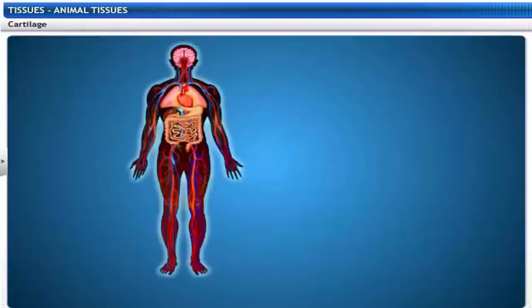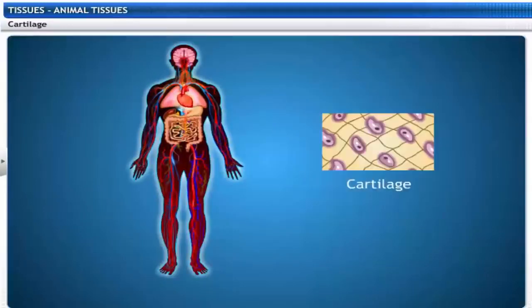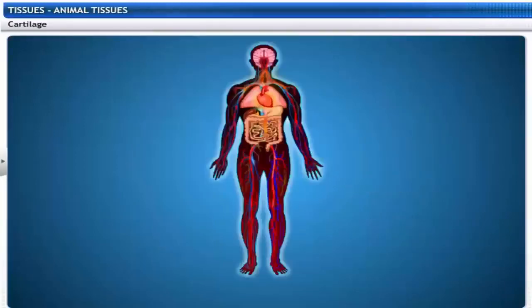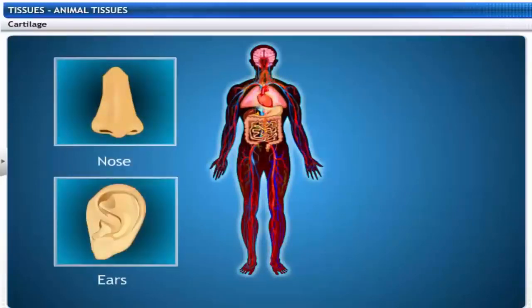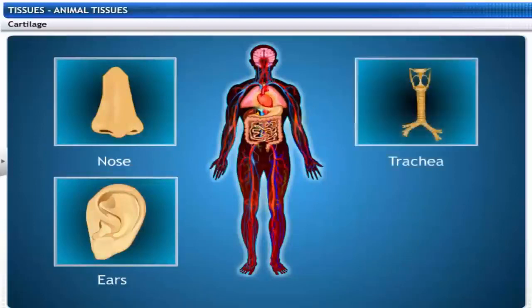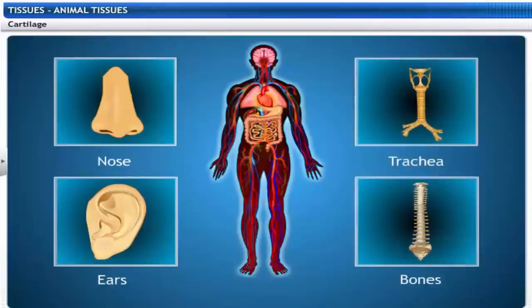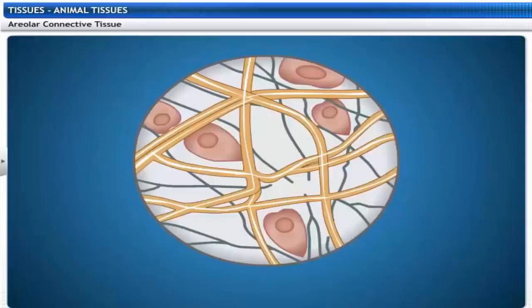Another type of connective tissue is cartilage. Cartilage has widely spaced cells suspended in a matrix of proteins and sugars. It is found in the nose, ears, rings of the trachea, and at the end of long bones to give flexibility. Take a look at these irregular shaped cells.